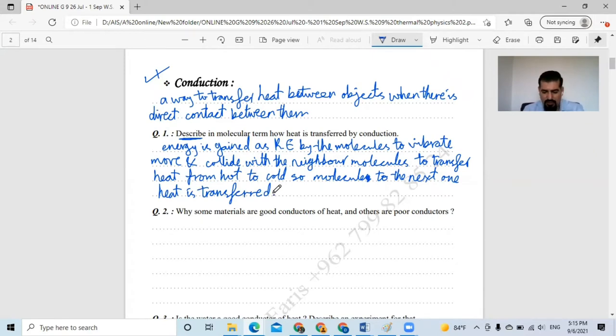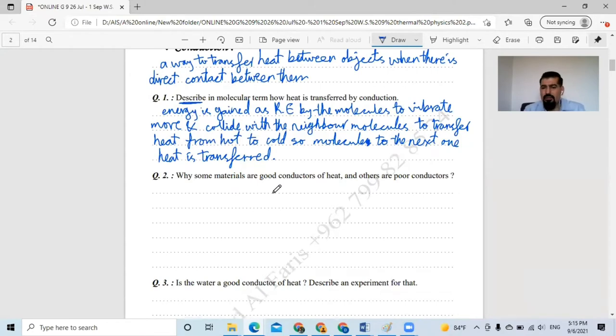So that's about conduction, and that's what happens when we transfer heat through conduction. Now my question number two: why are some materials good conductors of heat and others poor conductors? For example, metals are good conductors of heat. Why are they? Good conductors like metals, their molecules are what? Are they close to each other or away from each other? They are close to each other.